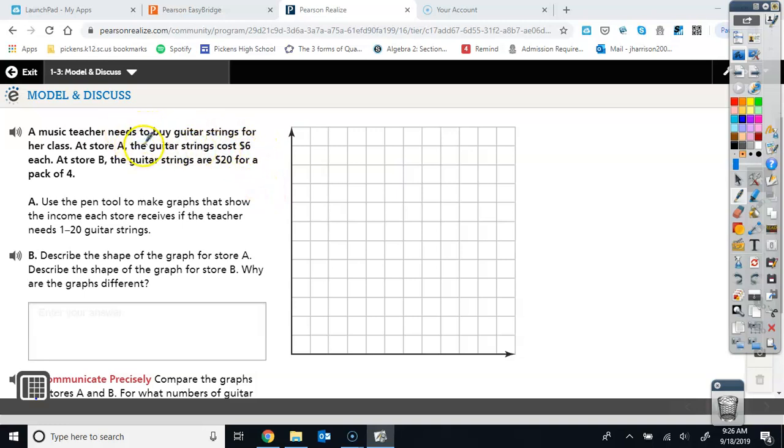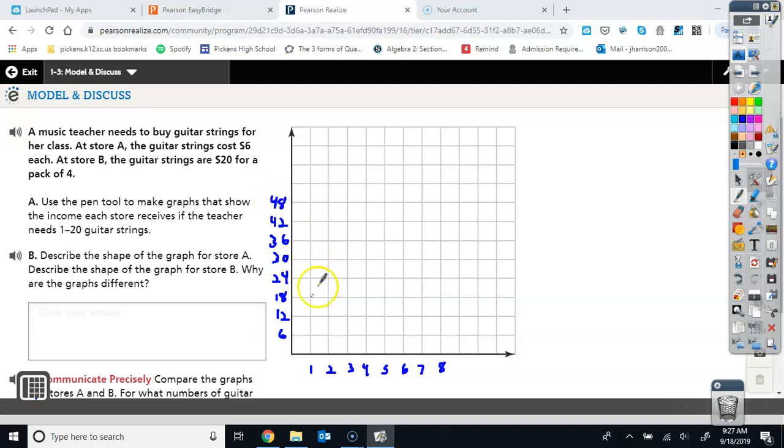The income for store A is $6 for each one that she buys. So we're going to let this be the number of string packs that she buys here. I'm going to go ahead and count up to 8 here, but it would keep going forever if you needed it to. And then over on the y-axis, let's use 6, 12, 18, 24, counting by sixes. Now that might be a little bit tricky when it comes to looking at store B, but we'll figure it out.